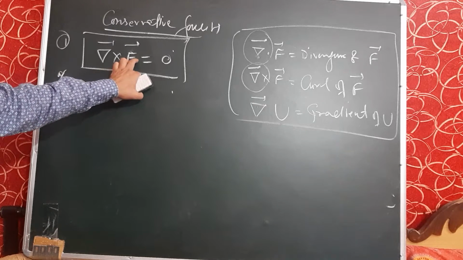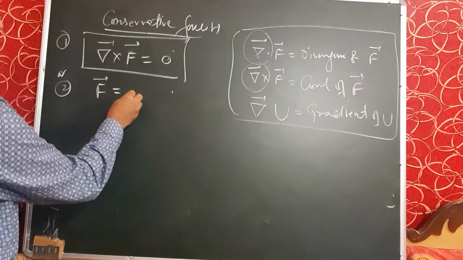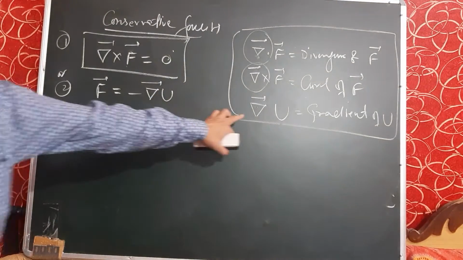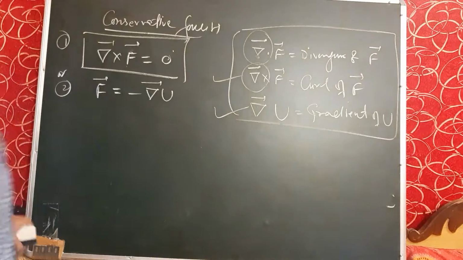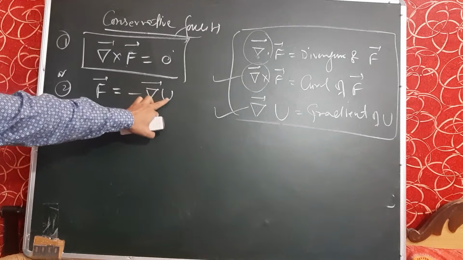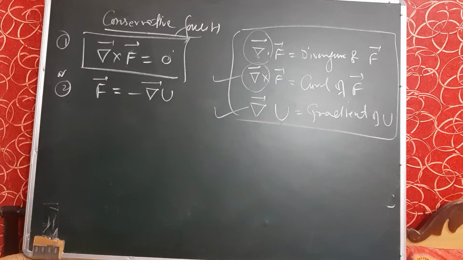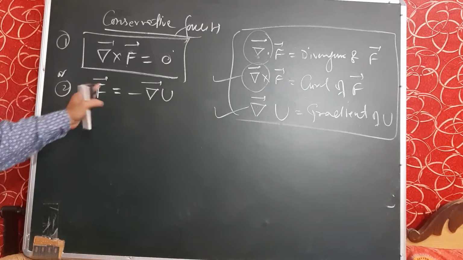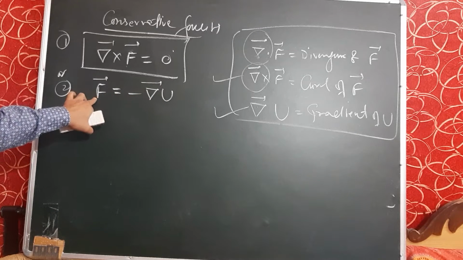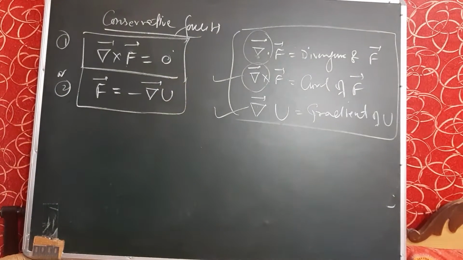the force is said to be conservative if it is derived from the gradient of any scalar function. This is the second one. In case of the second one, if we take the gradient of any scalar function, that is energy, then we will get force. So the force which is produced from a scalar quantity U by taking its gradient is always conservative in nature. So these are two definitions of conservative force.